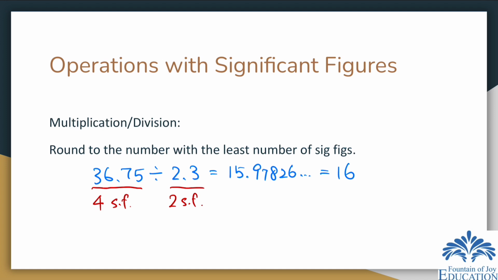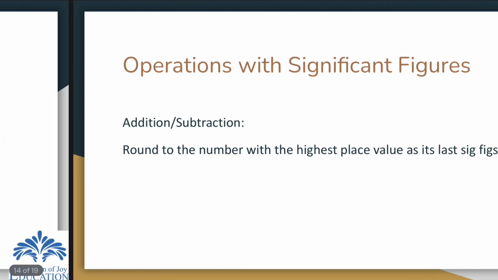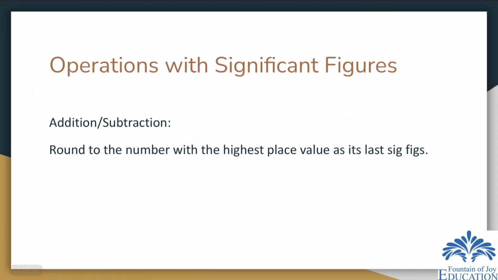So that is the rule with multiplication and division. Let's look at addition and subtraction. Addition and subtraction is a little different. The final answer to the addition and subtraction needs to be rounded to the number with the highest place value as its last sig figs. So let me use a couple of examples to explain this rule.